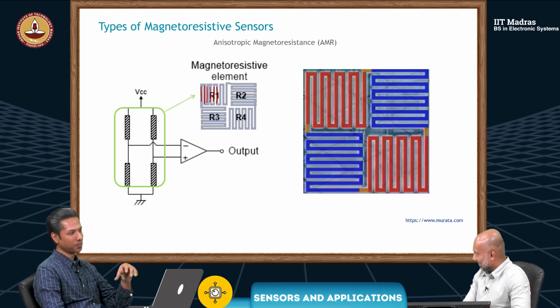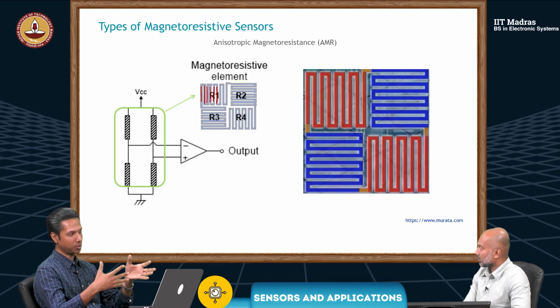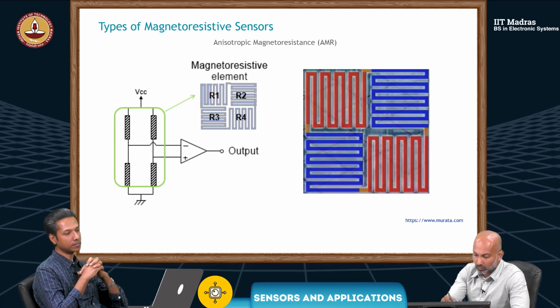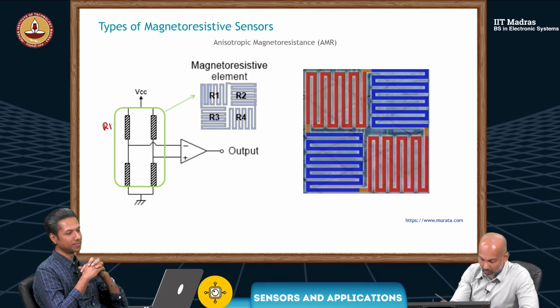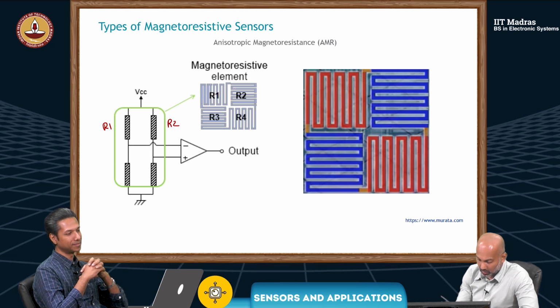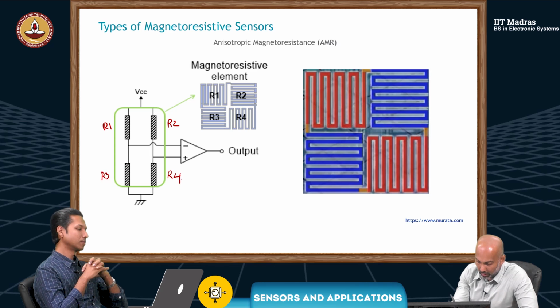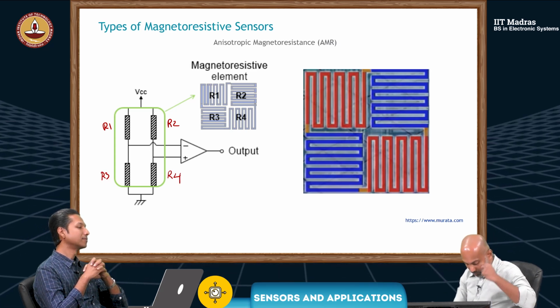Exactly. Yeah. Given area, I wanted to achieve more resistance. Now, here, let's say this is R1. I mean, according to this, R4.